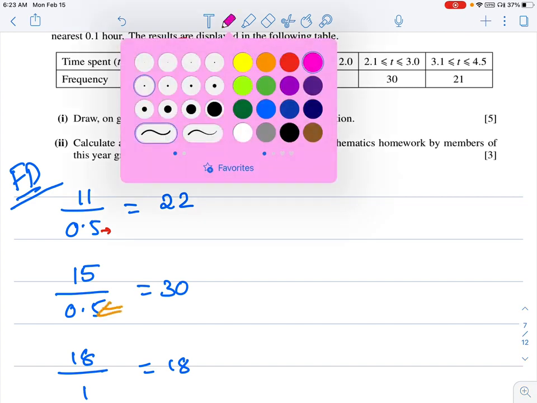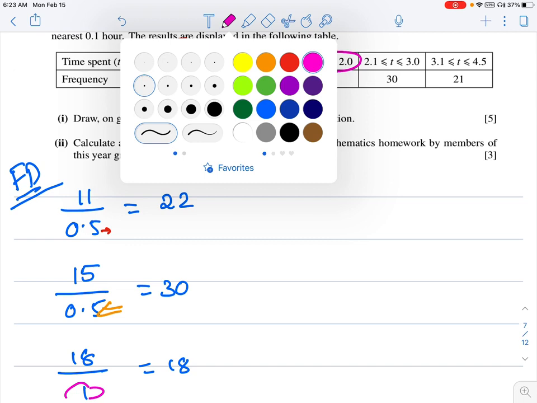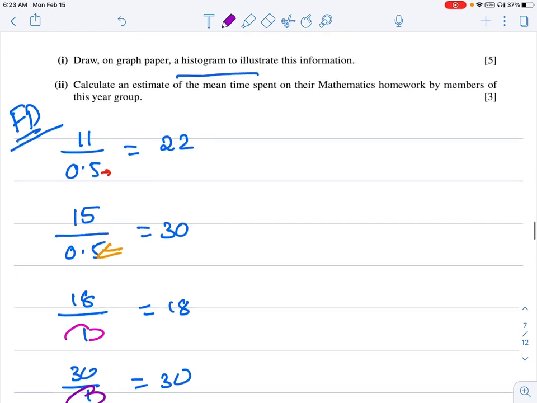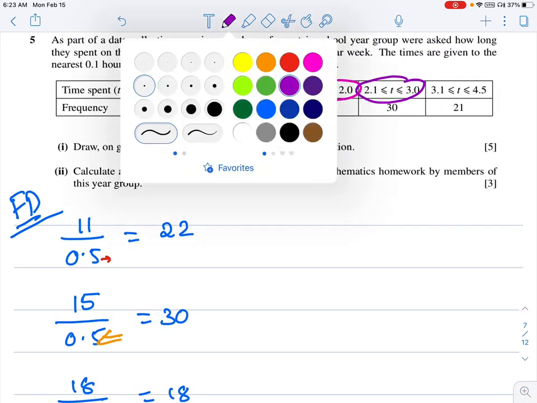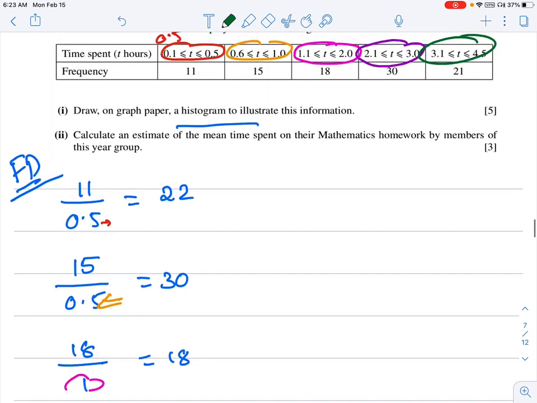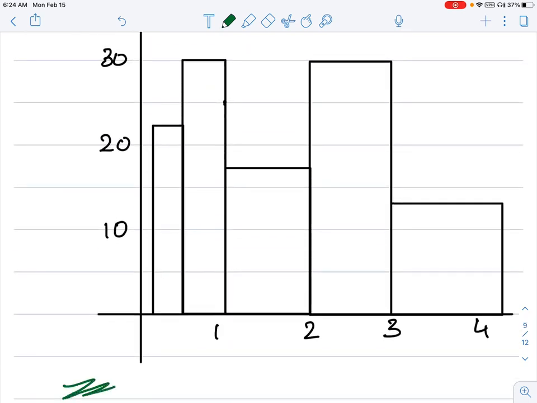Then 18 divided by, the difference is 1. And next 30 divided by, the difference is again 1. And finally 21 divided by, the difference is 1.5. That is the frequency density. Once I get the frequency density, this is my histogram, so we can draw it out. One main thing in a histogram, we have to write the units of the axis: time, and this is frequency density, and this is 0. So draw the histogram.